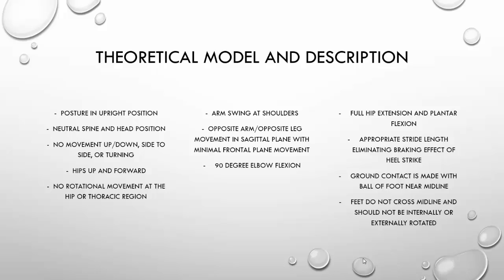The next area to focus on is arm action. If the legs are the engine, then the arms are the ignition. Arms should be flexed 90 degrees at the elbows and rotate at the shoulder. Arm and leg action is contralateral movement in the sagittal plane.